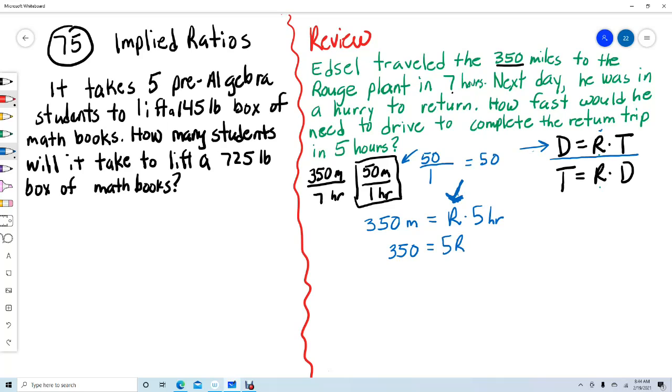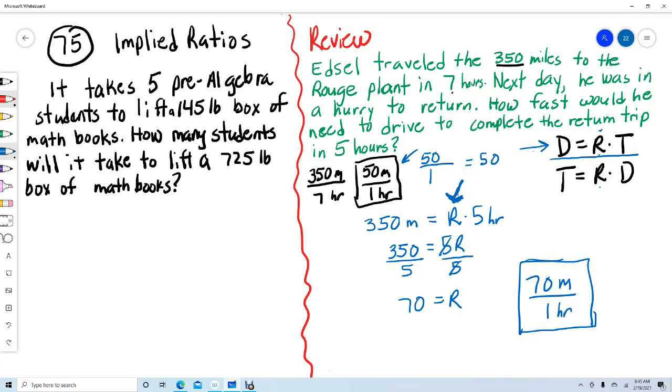350 equals 5r. Let's solve for r. We need to divide both sides by 5. 5 goes into 350 70 times. These 5s cancel, and that leaves me with r. So our rate is 70, but of course we want this as a rate of speed. How do we write speed? It's going to be 70 miles per 1 hour, and that's our rate. That's his speed. So on his return trip, to make it back in 5 hours, Etzel needs to drive 70 miles per hour. So don't get too confused on these speed problems.